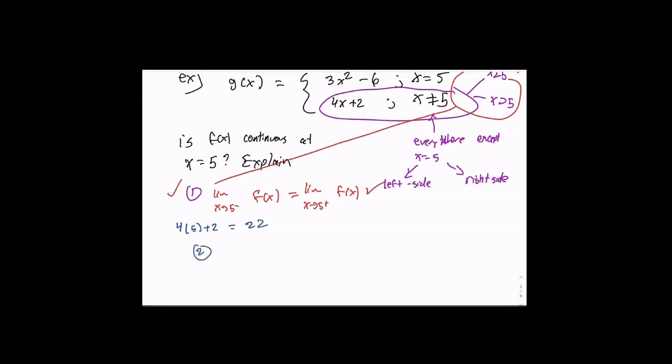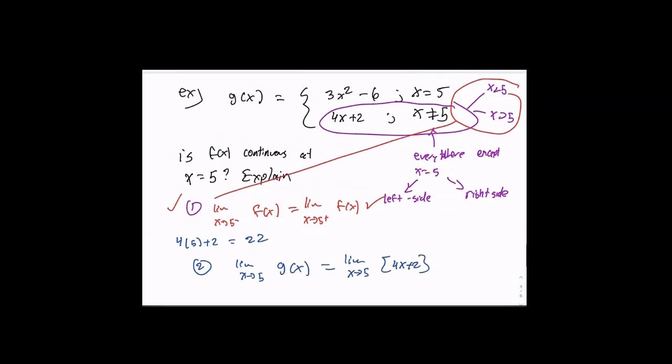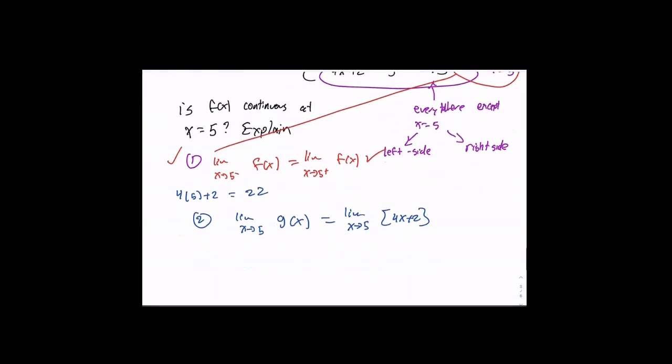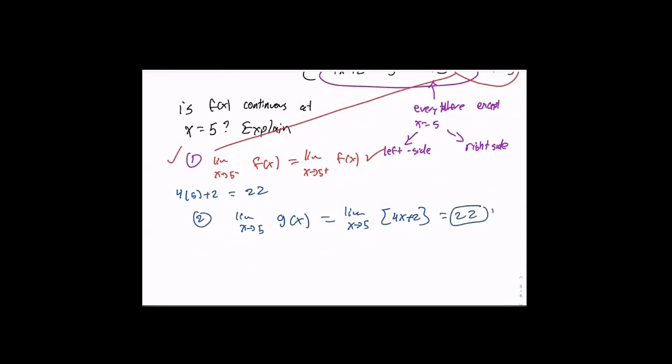So let's look at the second piece. What is the limit as x approaches 5 for g of x? Well, this is the same thing as the limit as x approaches 5 for 4x plus 2. A lot of people will think that you have to plug into the 3x squared minus 6, and that is not the case. You plug into the 4x plus 2 because that says everywhere away from 5, which means that those are what you use and what you would walk along to evaluate the limit, which is 22.